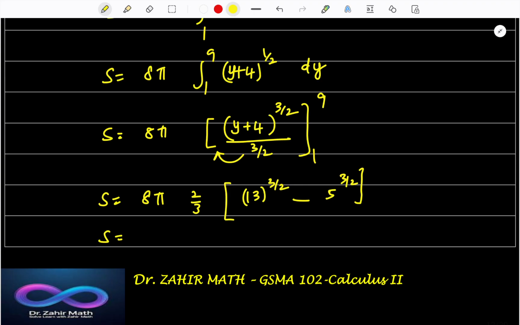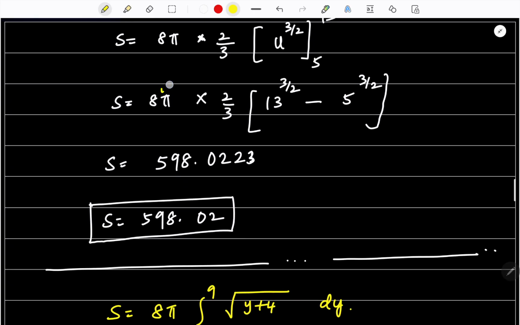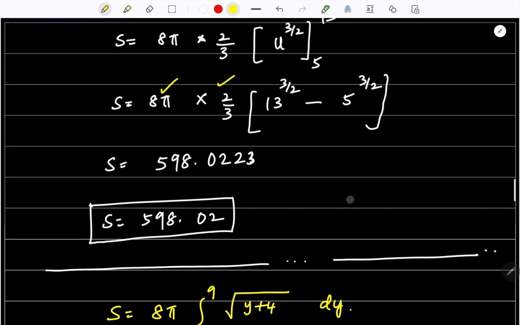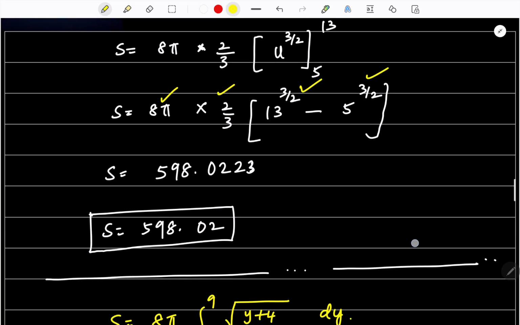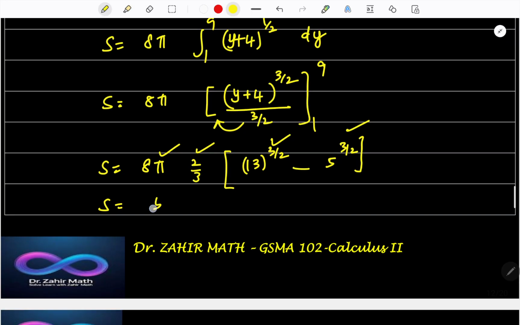16 pi divided by what? 3, right? Because we are going to multiply this one, right? So which is going to become 16 pi divided by 3. The same situation, you can see that. You see here, 8 pi 2 by 3, 8 pi 2 by 3, 13 to the power of 3 by 2, 5 to the power of 3 by 2. So the same answer you will get.